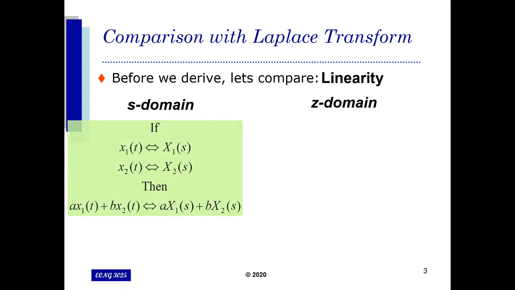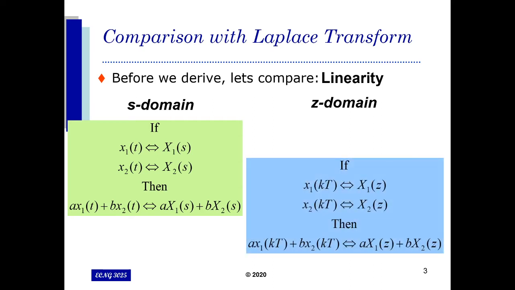So the linearity property basically states that if we have any scalar components being multiplied in time to each one of these time signals, x1 of t and x2 of t, they also multiply accordingly to x1 of s and x2 of s. In the z domain, this also holds true, meaning that scalars multiplied by x1 of kT and x2 of kT also transfer to x1 of z and x2 of z.